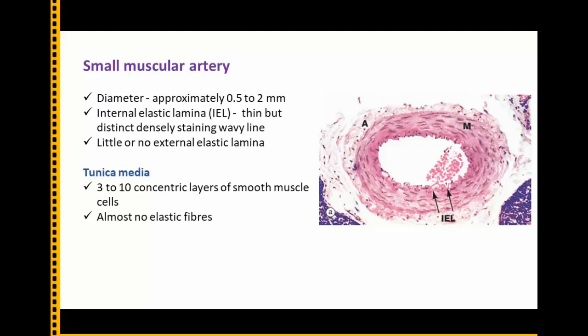Then this one is a small muscular artery. It only has internal elastic lamina. They don't have external elastic lamina. And tunica media only has 3 to 10 smooth muscle layers, not more than 10. They have almost no elastic fibers. So, when the muscular arteries become smaller and smaller, they lose elastin fibers.